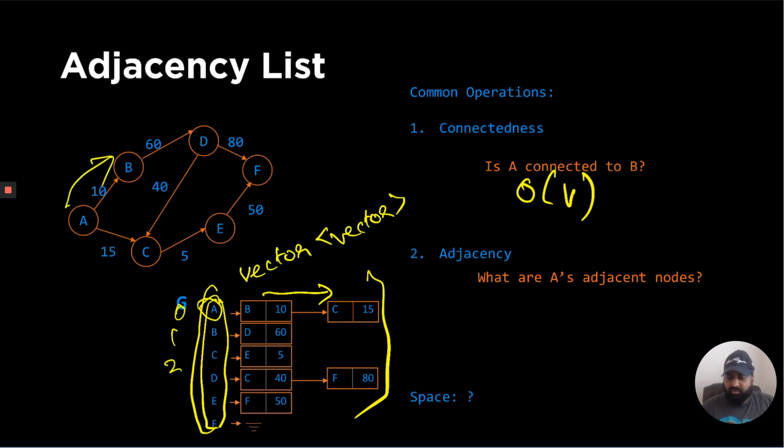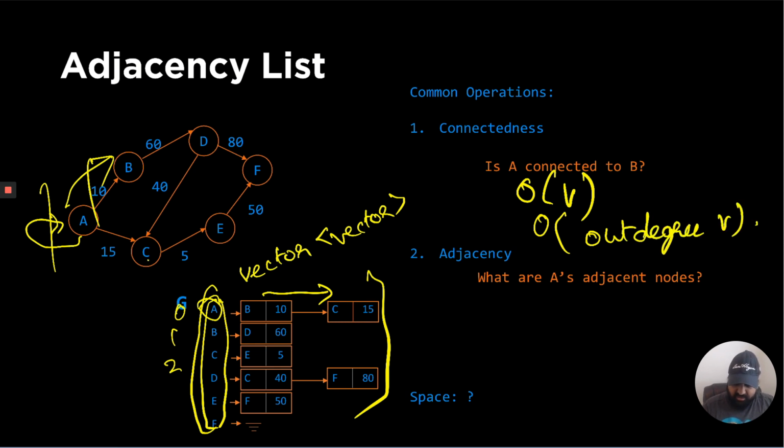But we are talking again about simple graphs. So when we are talking about simple graphs, like no self loops or no parallel edges, this is going to be O of V. To be more precise, it's going to be exactly O of out degree of V, because V is connected to, let's say, 2 in this case. So it's going to be O of out degree of V.